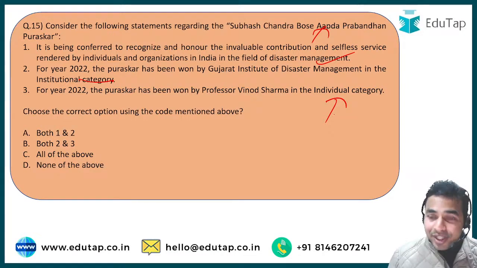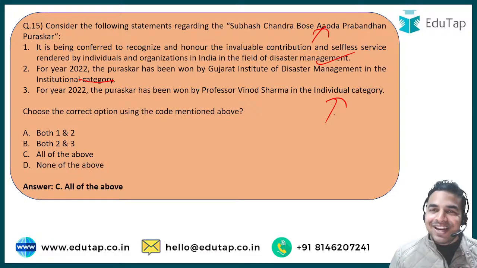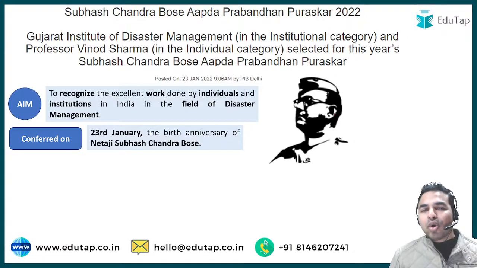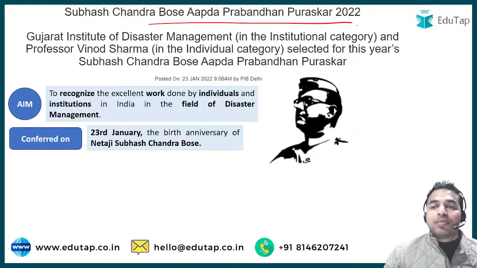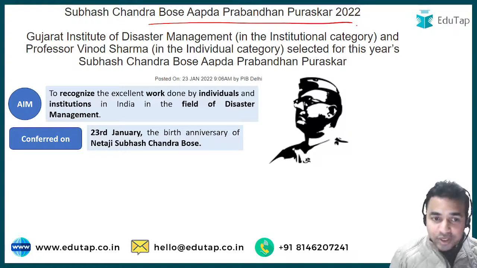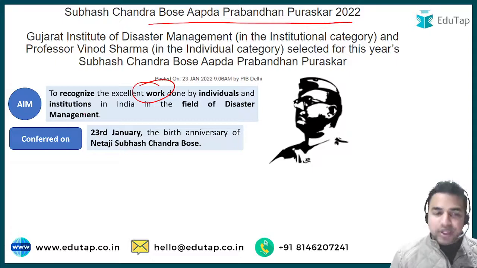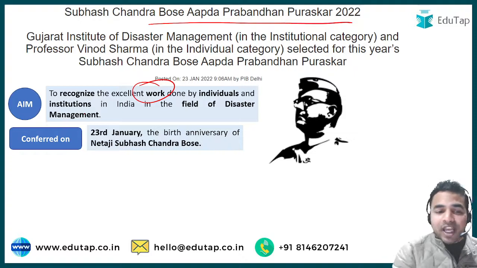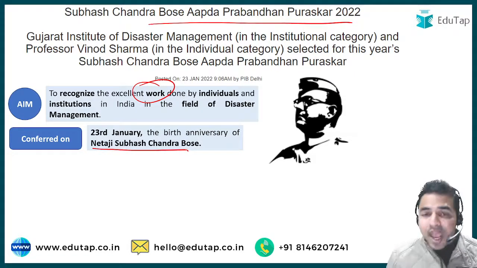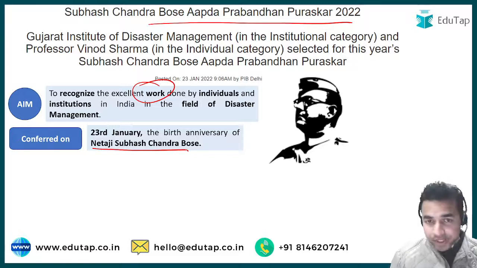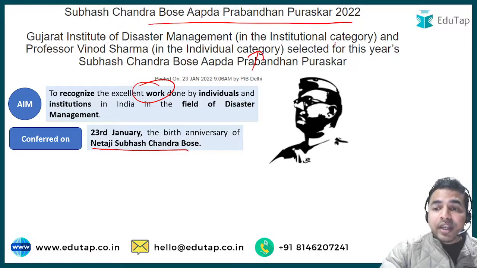So when we talk about the right answer to this question, the right answer is option C, that is all of the above are correct. When we talk about the Subhashchandra Bose Apada Prabandhan Puraskar, my dear learners, this Puraskar was instituted by the government to recognize the excellent work done by individuals and institutions in the field of disaster management, and this award is conferred on the 23rd of January, the birth anniversary of Netaji Subhash Chandra Bose ji. And my dear learners, before we talk about the winners, I want to tell you that this award is conferred in two different categories, the individual category and the institutional category.